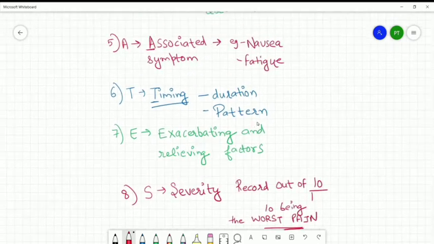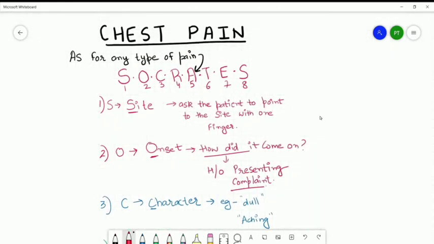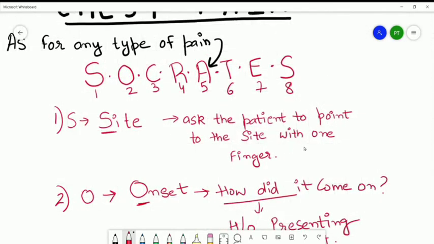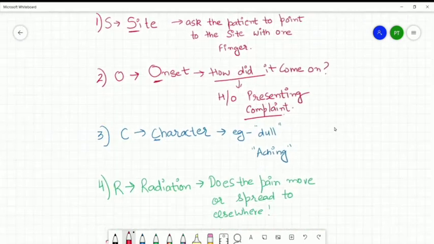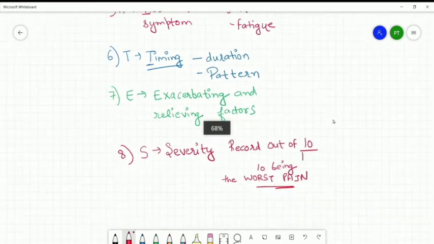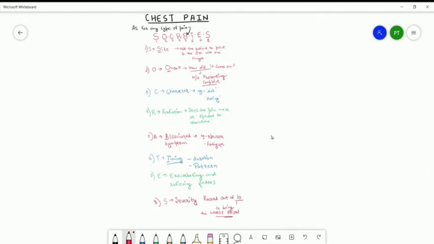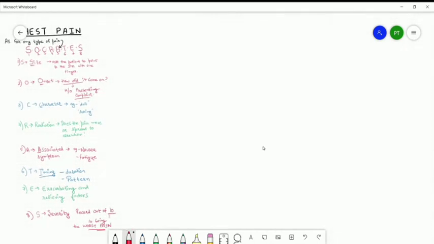So these are the 8 points that you have to ask during case taking of chest pain. SOCRATES: site, onset, character, radiation, associated symptoms, timing, exacerbating factors, and severity. So these are the chest pain symptoms. Now we will start with the differential diagnosis of chest pain.